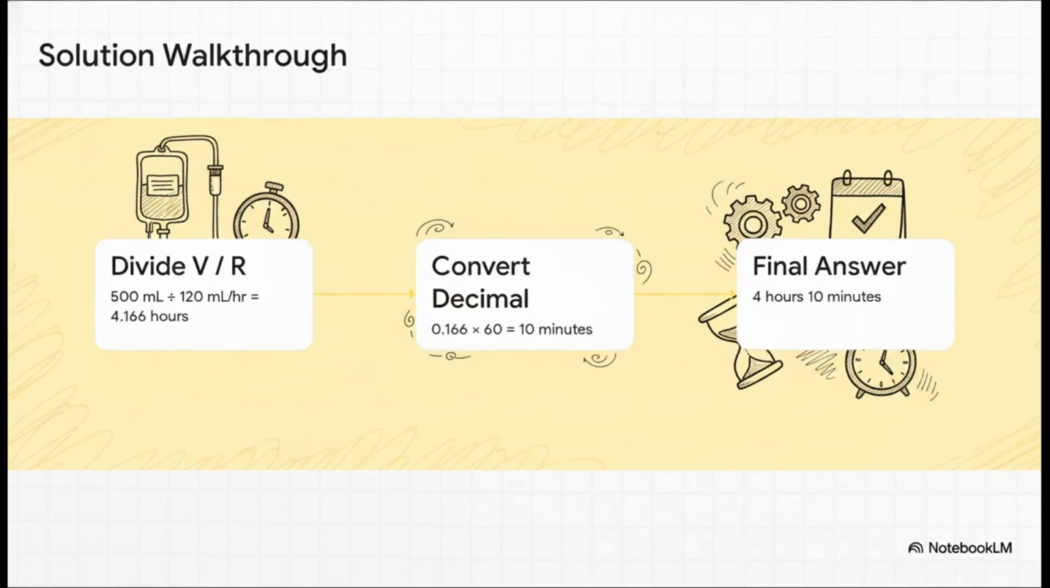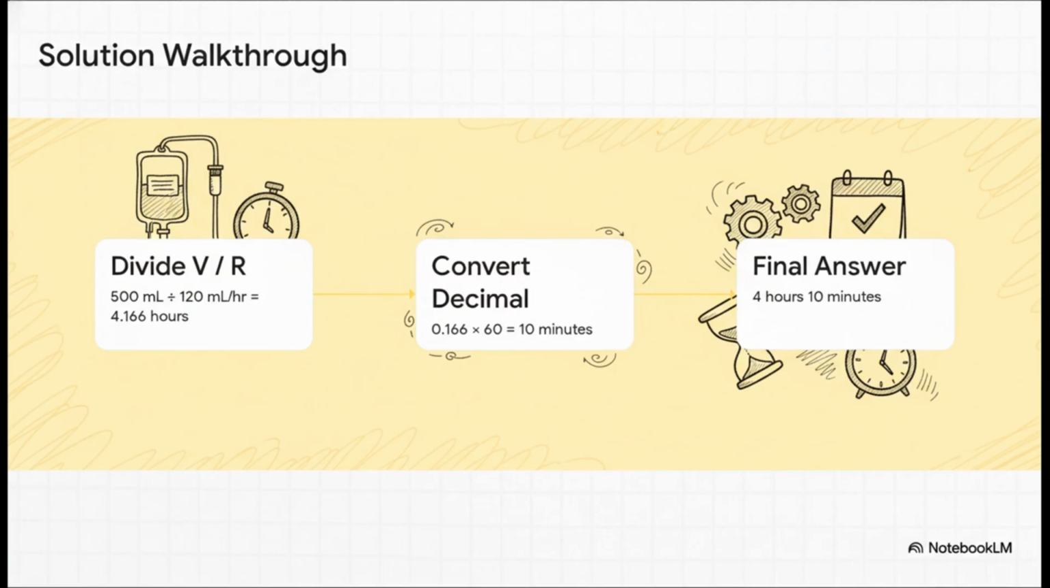Ready? Okay, first step, we take the volume and divide by the rate. So 500 milliliters divided by 120 milliliters per hour gives us 4.166 hours. Now here's the part that trips people up. You'd never write 0.166 hours on a patient's chart, right? So we have to convert that decimal into minutes. For step 2, you just take that decimal part, the 0.166, and multiply it by 60. That gives you a nice, clean 10 minutes.